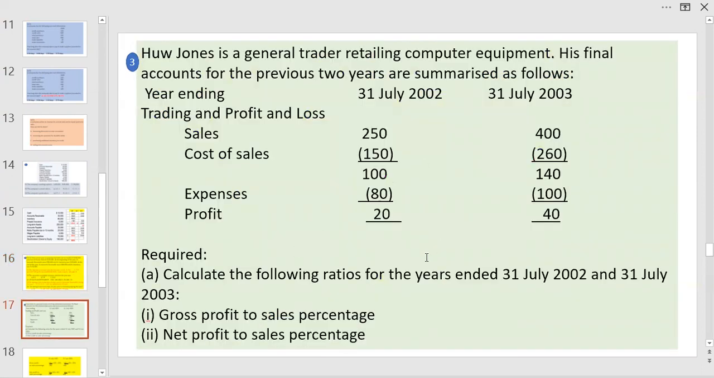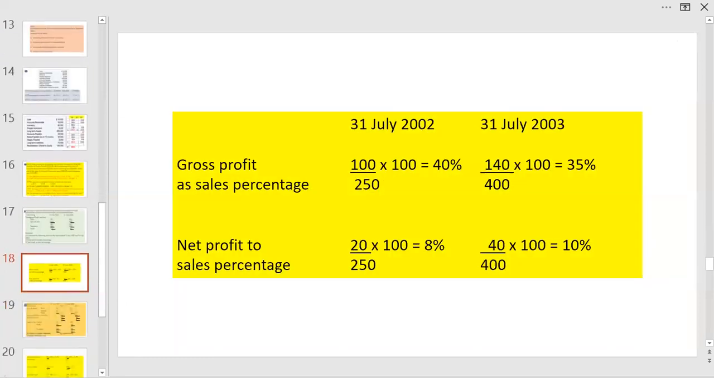Extracts of profit and loss account for 2 periods are given here. 1 is gross profit to turnover. Sales 250, cost of sales 150. Therefore, 100 is gross profit divided by turnover of 250. As a percentage, it is 40%. In the same way, for the next period, it is 35%. Next question, net profit 20 divided by the turnover into a percentage is 8%. Same way for the next year is 10%.